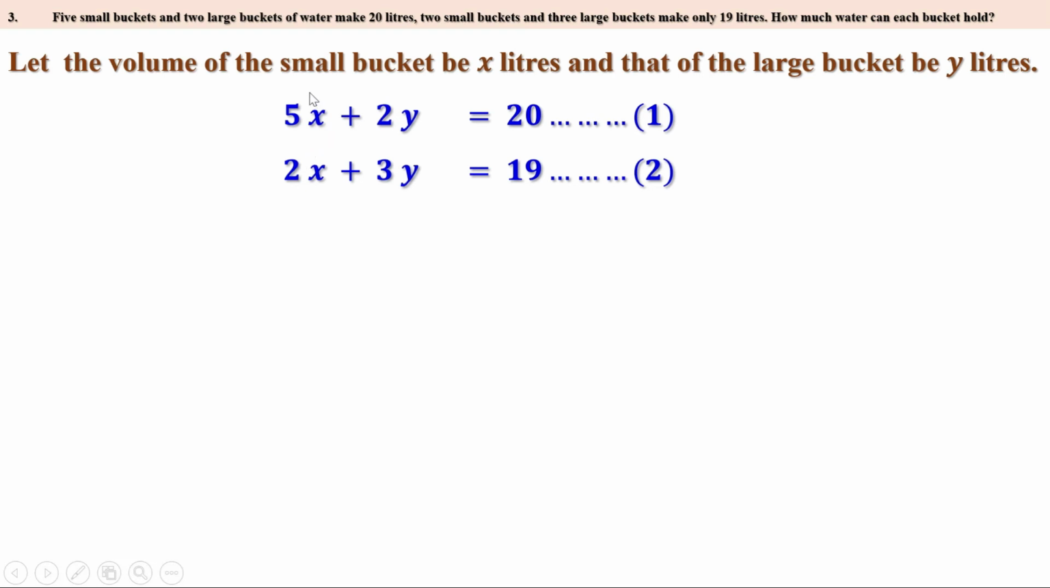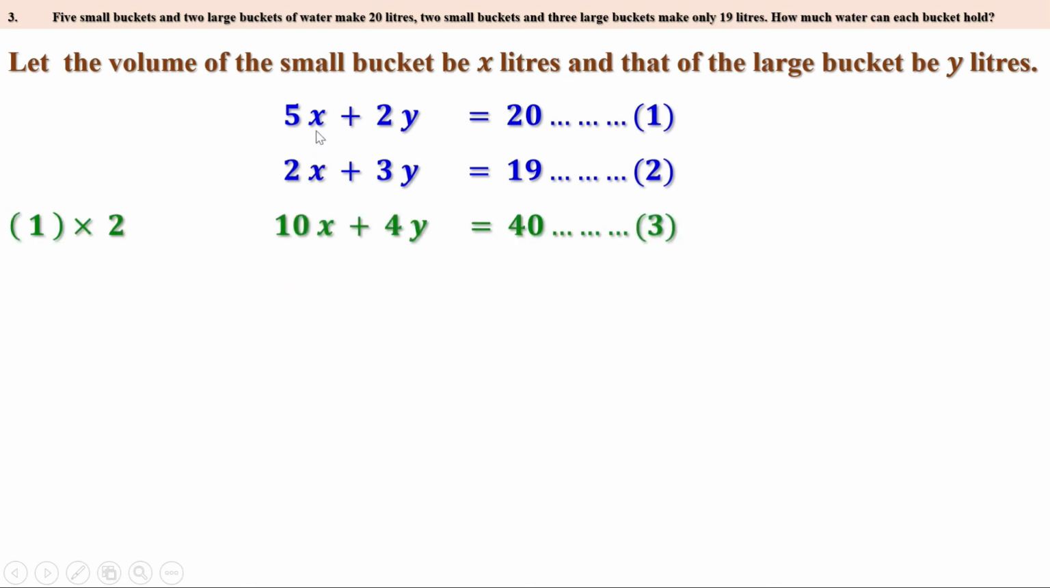When we multiply 5x by 2, we get 10x. And when we multiply this 2x by 5, we get 10x. That is, we can multiply the first equation by the coefficient of x in the second equation. Then multiply the second equation by the coefficient of x in the first equation. Then we get the first terms of the equations same. So let us multiply the first equation by 2.